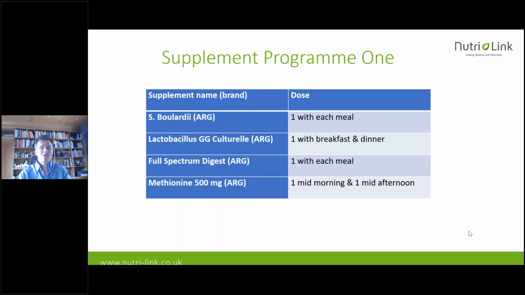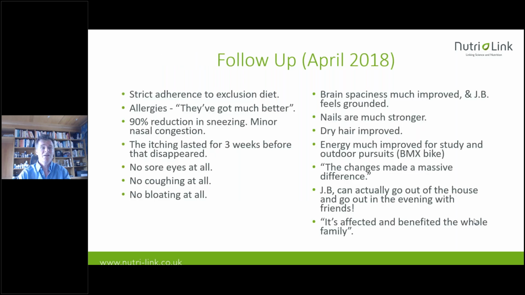So I recommended Saccharomyces boulardii, the probiotic yeast. You may all be familiar with that. Lactobacillus GG, the most researched probiotic bacteria. Full spectrum digest, a vegetarian formula that breaks down with endo and exopeptidases to minimize the risk of exposure to antigenic proteins. And methionine, which is a useful histamine binder. I'll go into that in more detail. So that's what was recommended.